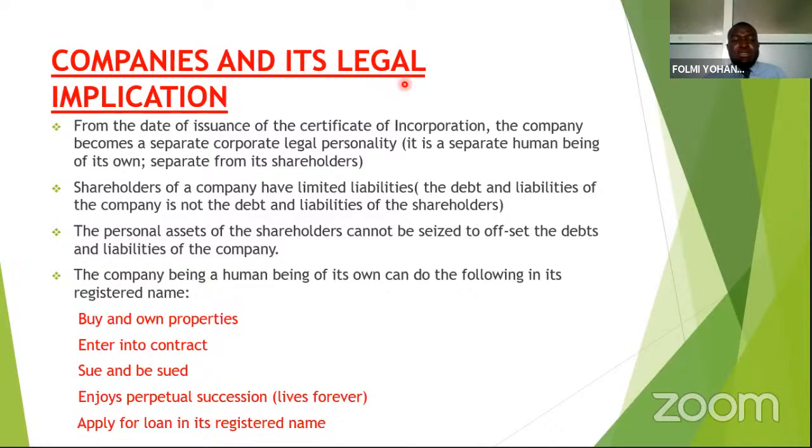So let's say Johnson and Johnson Limited has a property. What the bank will do now is they will go to court and file their case. When they obtain judgment, they will come and attach the property or sell the property to get their loan. Or already, if there is a mortgage, they will foreclose the mortgage and sell the property. A company can also buy and own properties. It can enter into contracts.